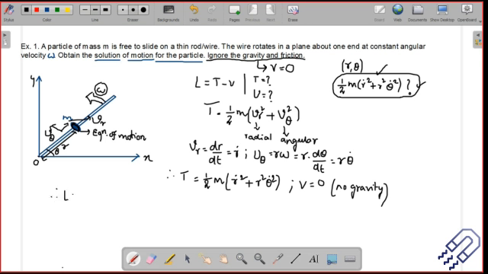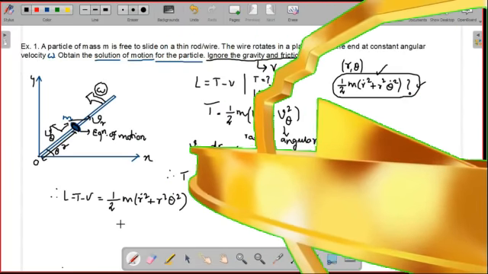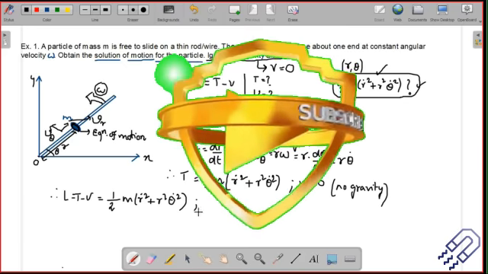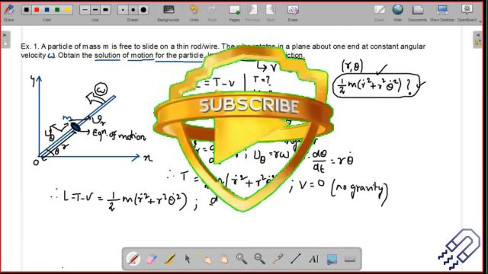So L is equal to T minus V. This is a problem which I think we solved yesterday. L is half m times r dot square plus r square theta dot square. Okay. So if we have this, we can actually solve it to find out the Lagrangian equation of motion, and maybe we can quickly.